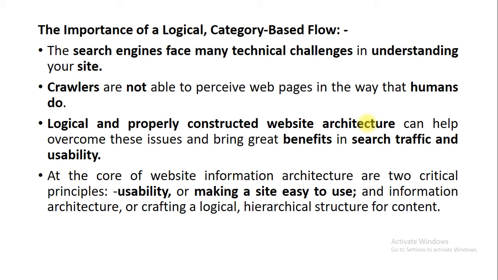Now, the last point is what? At the core of the website information architecture are two critical principles. Number one, usability. Number two, making a site easy to use. And information architecture, or crafting a logical hierarchical structure for the content. So from this point we are able to understand that we need to develop our website in such a way that it can be easily accessed by the user as well as by the crawler.